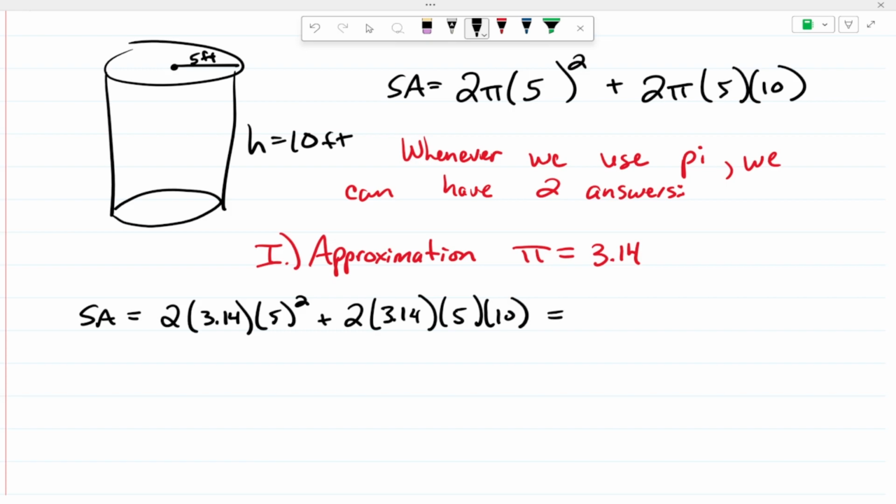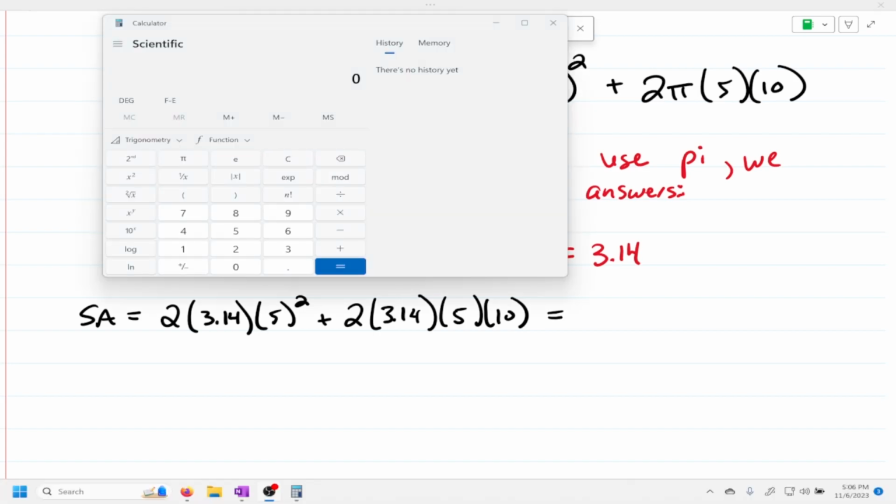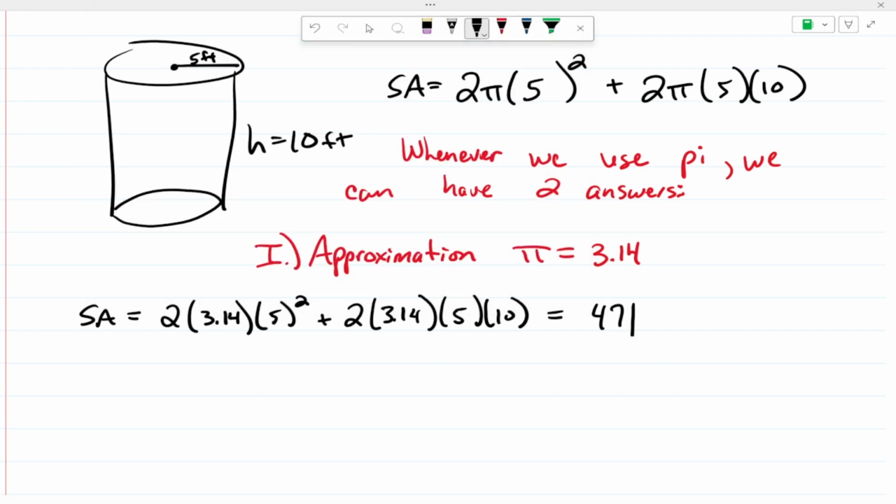And I'm going to pause the video and go ahead and use my calculator here. All right, so here's our calculator. We're just going to, like I said, use this to help us. So we got 2 times 3.14 times 5 to the second is 25 plus 2 times 3.14 times 5 times 10. So we come up with 471 square feet. All right. This is an approximate answer, though.